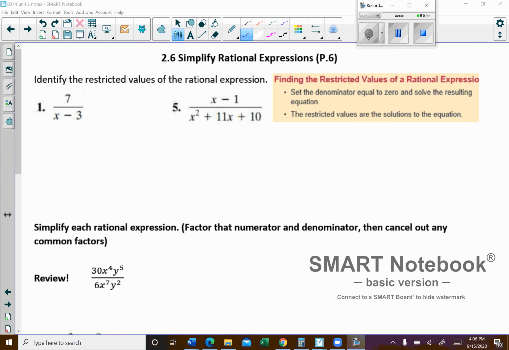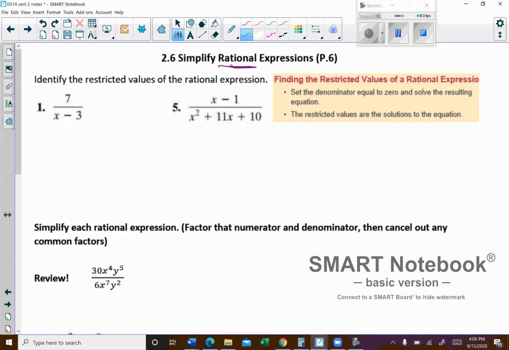All right, so looking here, basically we're going to get into fractions, and that's what we're looking at right here: simplifying rational expressions. Rational is just a fancy word for fraction. First we're going to identify restricted values of these rational expressions. We've covered this before, that we don't want to divide by 0. So, can't divide by 0.